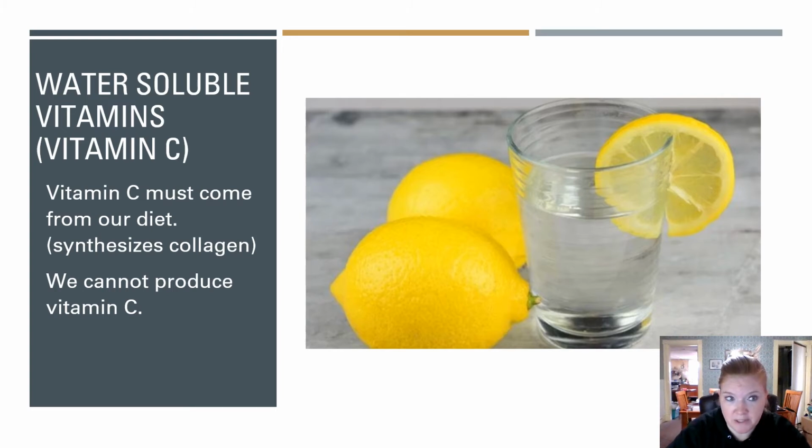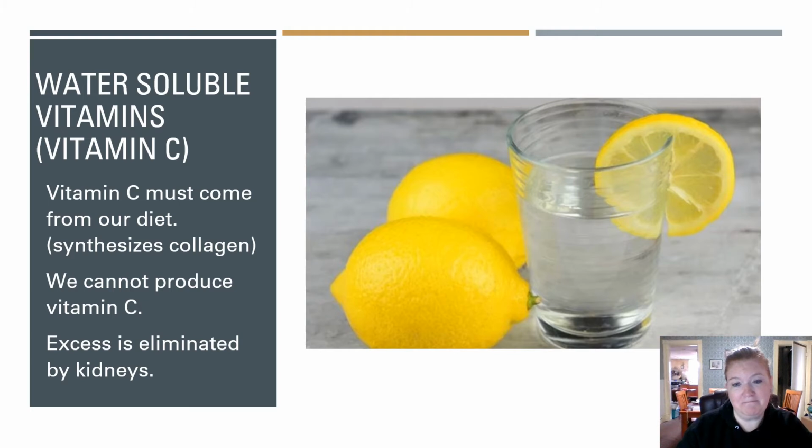We cannot produce it ourselves, but the excess, because it's water soluble, is just eliminated by our kidneys. So it can't really build up, because it dissolves in water and it just flushes out.